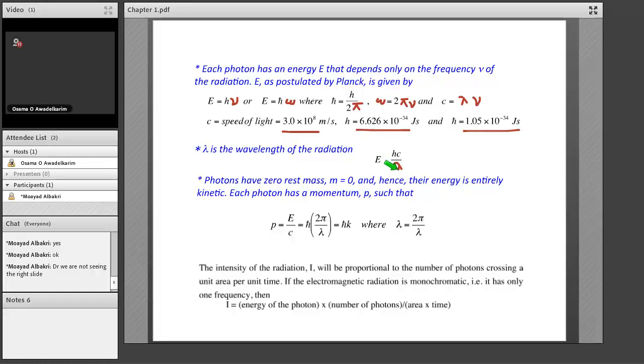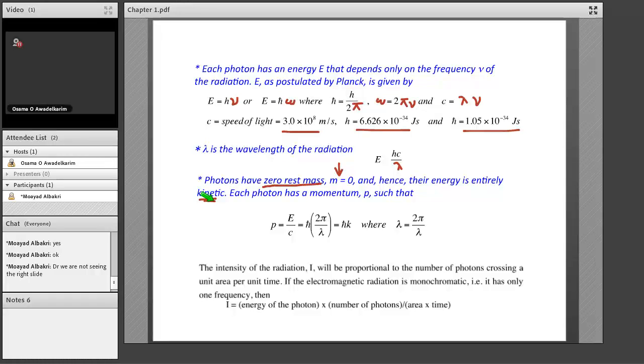Now, the photon is a particle, an object, but it has zero rest mass. Zero rest mass means that if the photon is not moving, it has zero mass. It doesn't exist. It has to be always moving. But electromagnetic radiation is always moving, so that means the photon is always moving. Otherwise, if the photon is at rest, it has zero mass. So the energy of the photon is entirely kinetic. It has to move all the time.